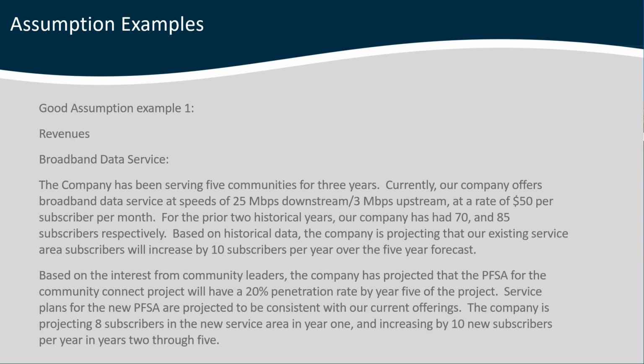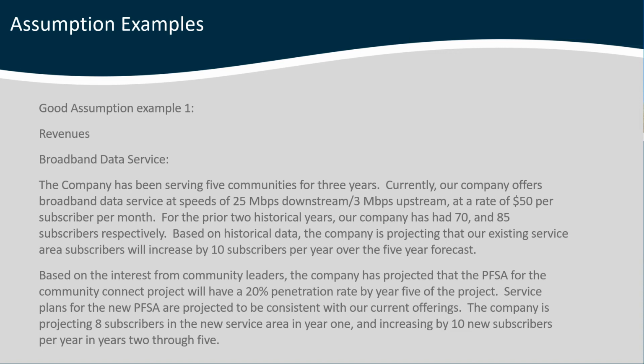So here is a good example for the same kind of line item that we just talked about. The company has been serving 5 communities for 3 years. Currently, our company offers broadband data service at speeds of 25 megabits per second down, 3 megabits per second up, at a rate of $50 per subscriber per month. For the prior 2 historical years, our company has had 70 and 85 subscribers respectively. Based on historical data, the company is projecting that our existing service area subscribers will increase by 10 subscribers per year over the 5-year forecast.